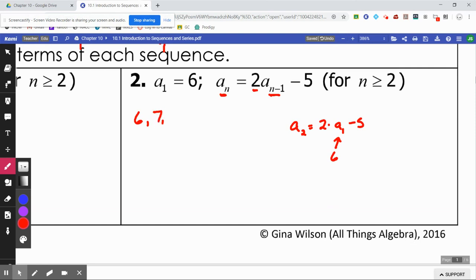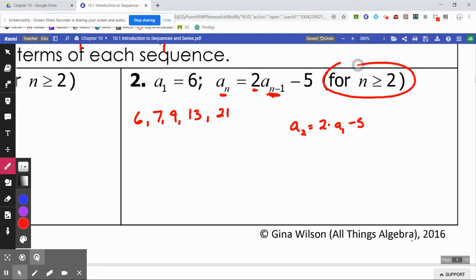Now, how do I find the next term? I plug in the previous term, which is 7. 2 times 7 minus 5. That's 14 minus 5, which is 9. How do I find the next term? I plug in 9 here. 2 times 9 minus 5. That's 18 minus 5, which is 13. And then how do I find the next term? I plug in 13 here. That's 26 minus 5, which is 21. And that would be the first 5 terms in the sequence.